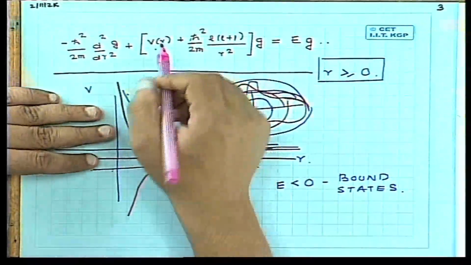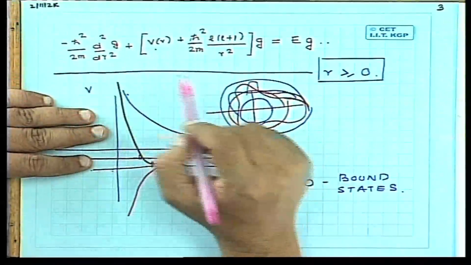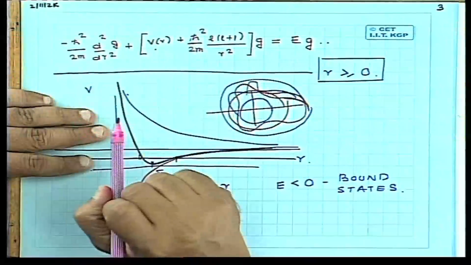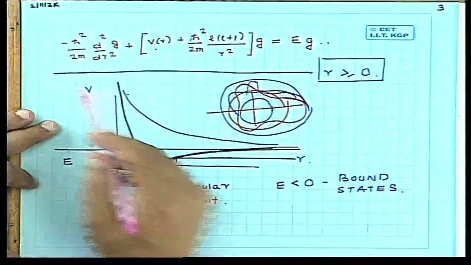Let us first, where V of r, we also know that we are looking at a particular case where V of r is the Coulomb potential, which we have also written down yesterday. So let us now write down this equation in a slightly different way and then proceed further.